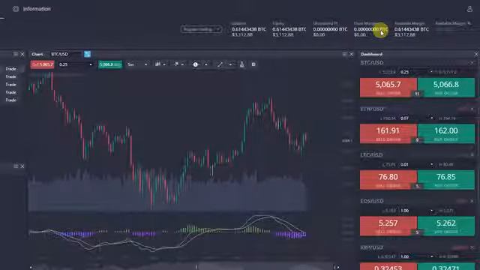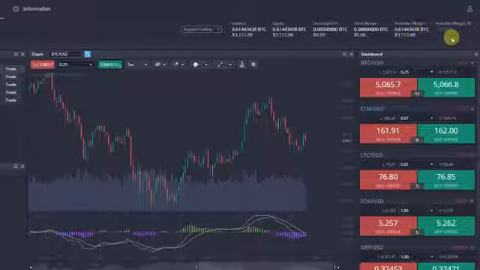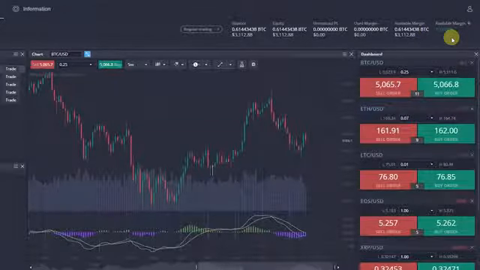Used margin: margin, or amount of funds used as collateral for all open positions. Available margin: free available funds on the trading account, taking into account used margin and unrealized P&L. Available margin percentage: free available funds represented as a percentage.